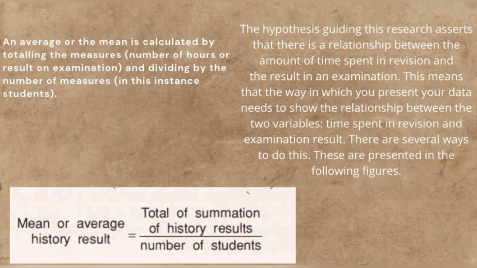An average, or the mean, is calculated by totaling the measures, such as number of hours or result on an examination, and dividing by the number of measures. In our case, it's students, as you can see in the example.